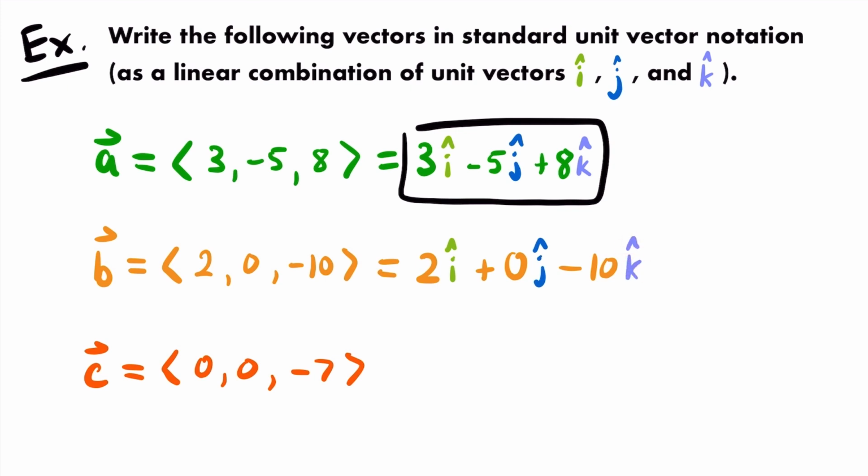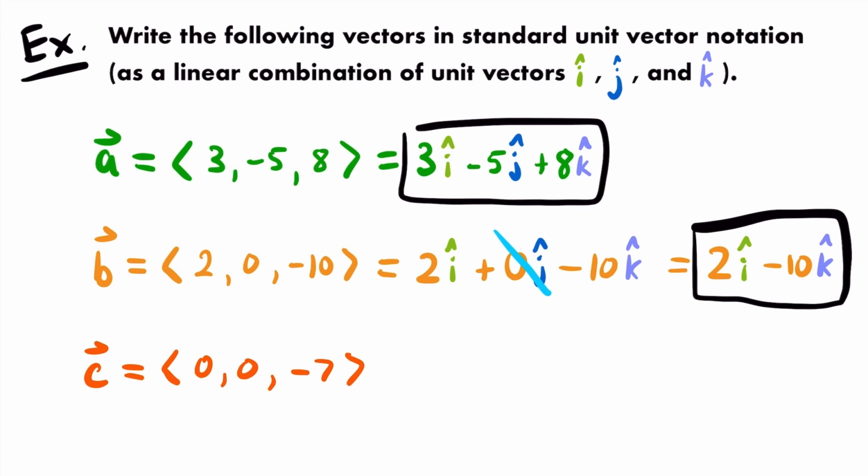All right, but now we can simplify this. Since 0 times j is just going to be 0, we can completely omit that from our answer and just write that our vector is 2 times i minus 10 times k. All right, and that is an equivalent form of this vector. Both this notation and this notation represent the same vector, which is vector B.